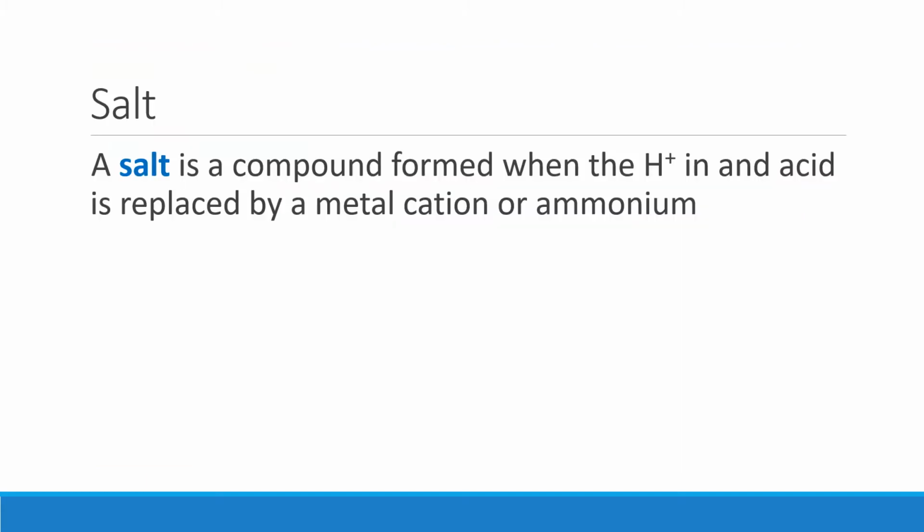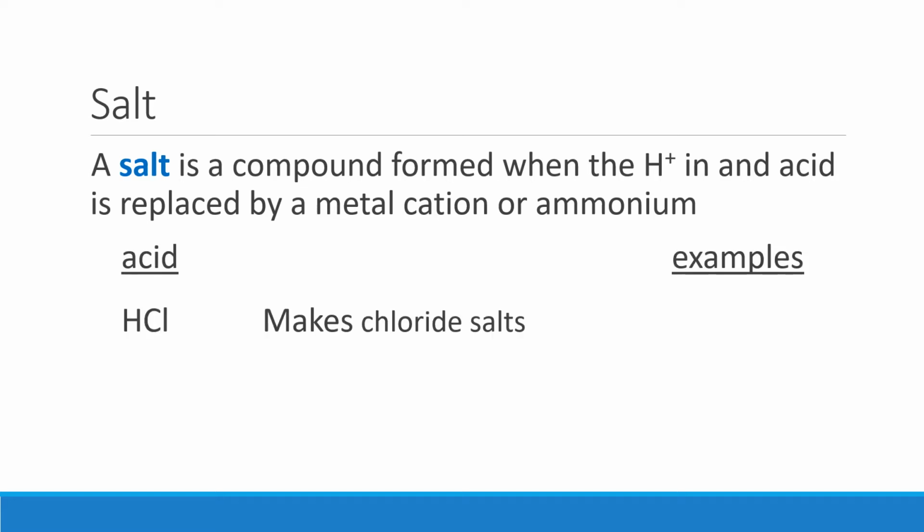Now, we said an acid plus a metal yields a salt plus hydrogen gas. We hear that term salt a lot. So what is a salt? A salt is a compound formed when the H+ ions in an acid are replaced by a metal cation or ammonium. Right? So if we have the acid, for example, hydrochloric acid, HCl, if we replace the H+ in there with a metal cation, then we could get a salt like table salt, sodium chloride, or magnesium chloride.